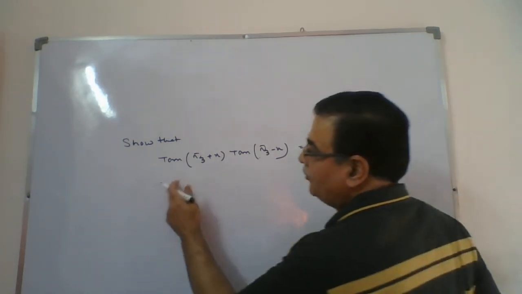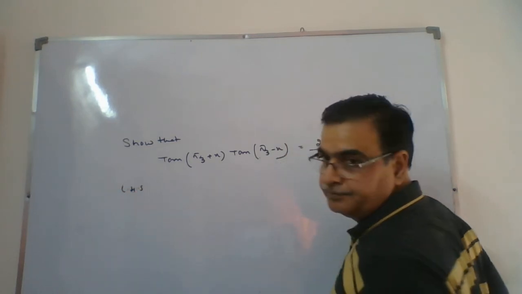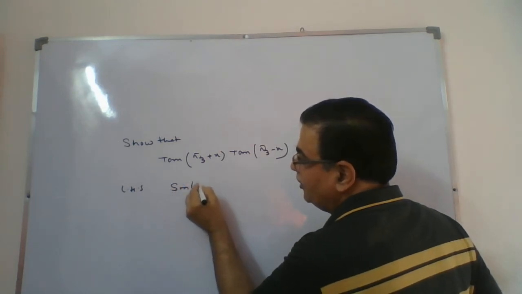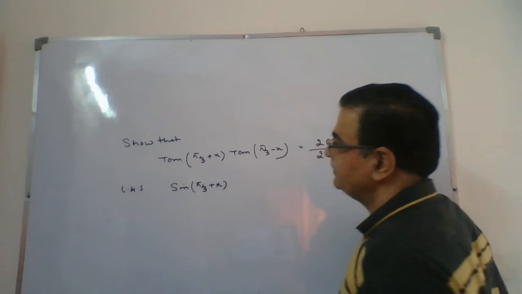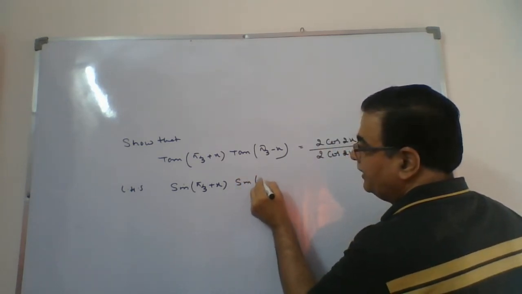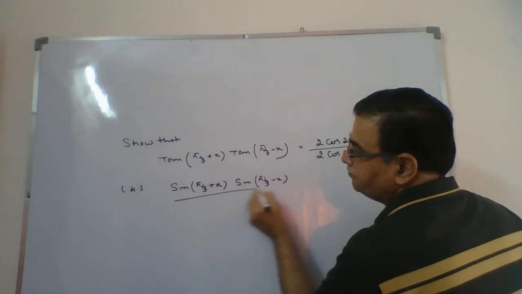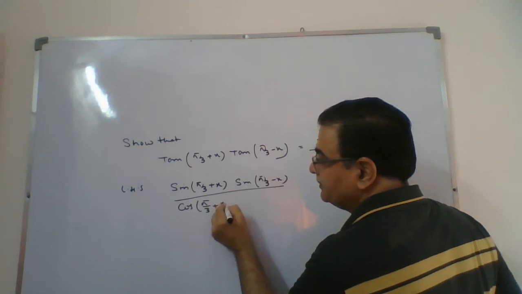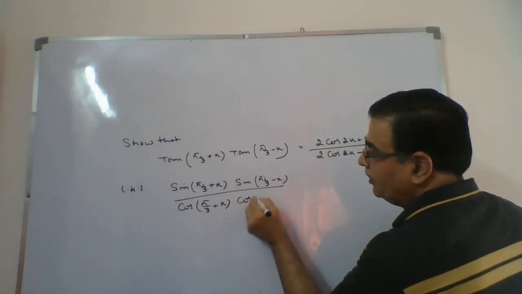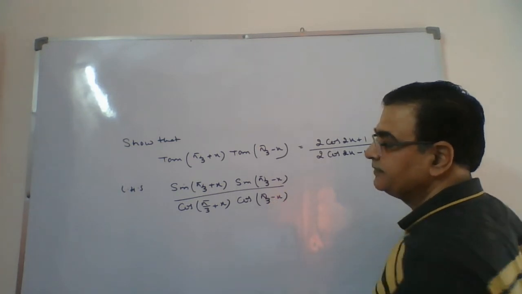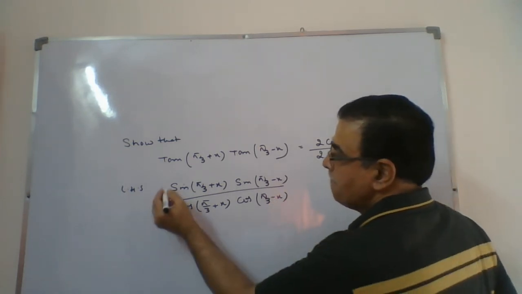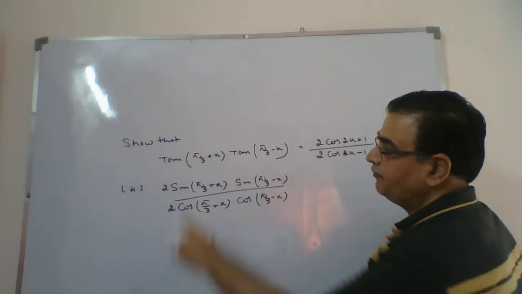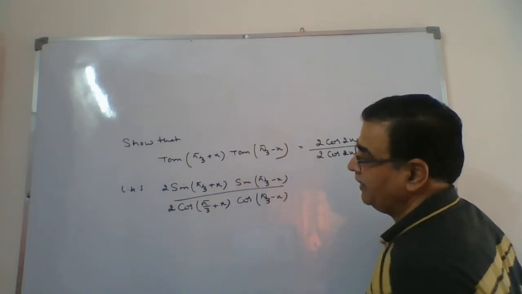To solve this question, we start with the left hand side again. This is tan, this is tan, so we convert this into sine and cos. So we write it as sin(π/3 + x) sin(π/3 − x), whole divided by cos(π/3 + x) into cos(π/3 − x). Write this way, multiplied by 2 and multiplied by 2 here. First we have converted sine cos to multiplication.